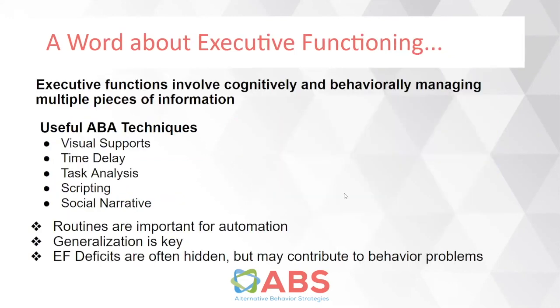I think that part of what I wanted to get across about executive functioning is that they're really getting at this ability to cognitively and behaviorally manage multiple pieces of information at once. And so a lot of the useful ABA techniques like visual supports, time delay, scripting, or social narrative, they're ways of helping break down that information and keep people both learning how to learn a routine so they can go from one thing to the next simultaneously, how to generalize.